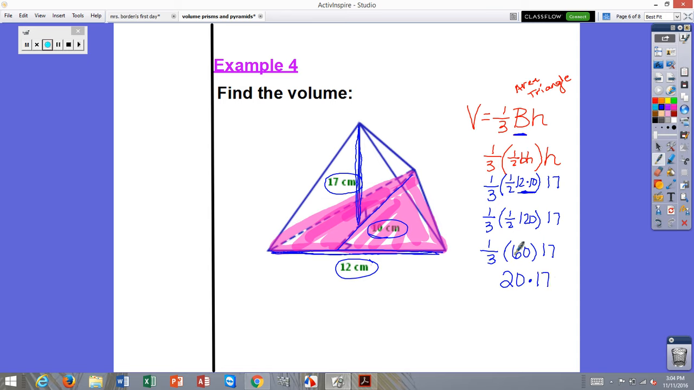All three of these are being multiplied, which means I can multiply them in any order. And since multiplying by 1/3 is the same as dividing by 3, I want to look for numbers that I can easily divide by 3, and 60 does that. So by reducing it to 20, 20 times 17 will give me a volume of 340. So 340 centimeters cubed would be the volume of my pyramid.